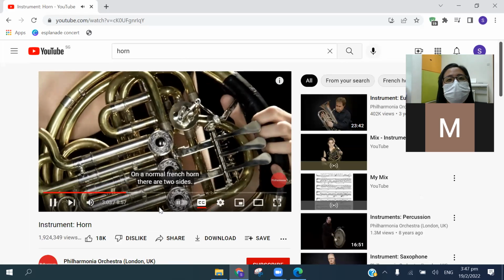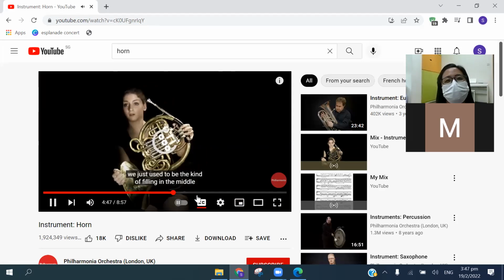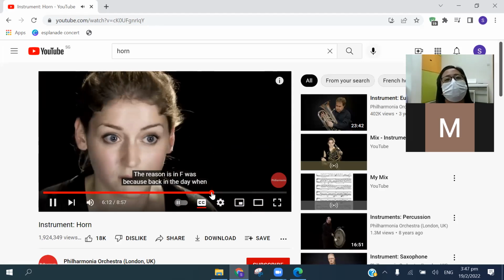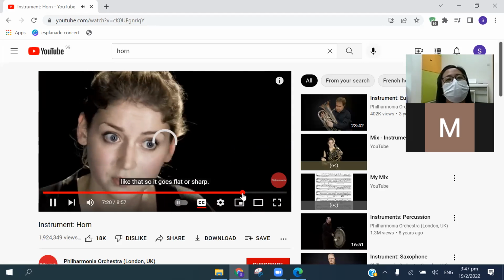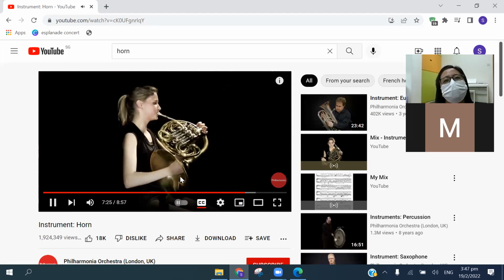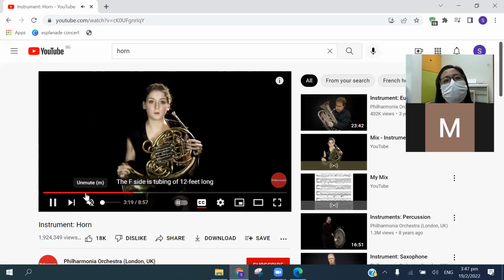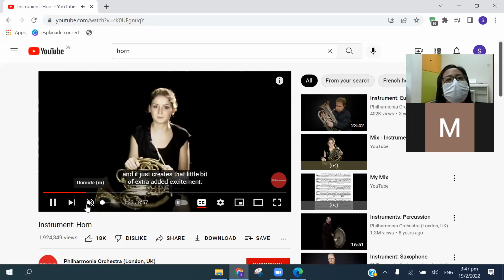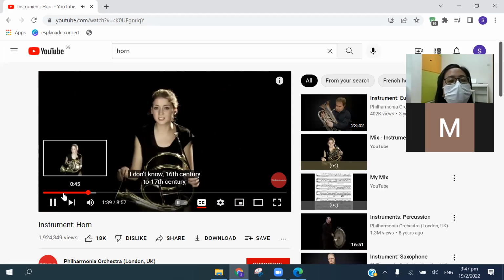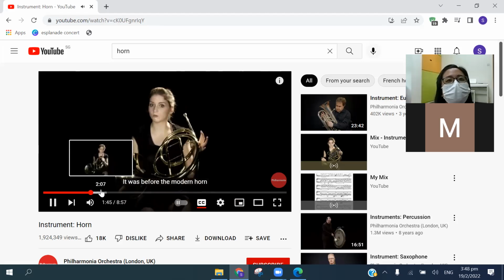On a normal French horn, there are two sides, F side and flat side. You change these sides by using this valve. I'll just let you hear the sound, and you can study these details yourself. Composers sometimes use it to create funny sounds. Now this is where they put the mute. So there are two main things, F side. This is a member of the orchestral family from about the 16th, 17th, maybe 18th century.